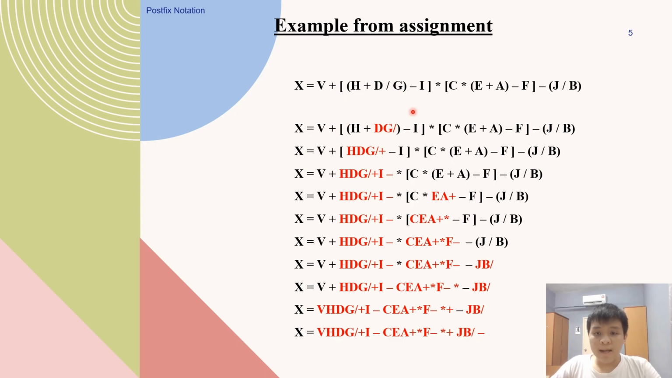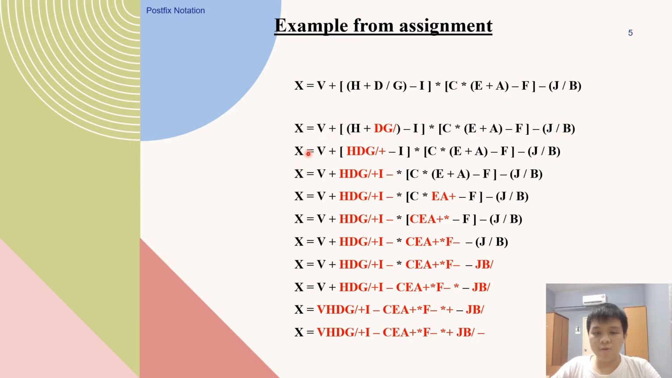The square bracket has the higher priority here, and there are two square brackets, so we need to do it from the left. From the left, we have the bracket, and this is divide, so we should do this first. D divide G, so we need to move the operator to the back between the two operands. So it will become D, G divide. And the rest, we should copy from above.